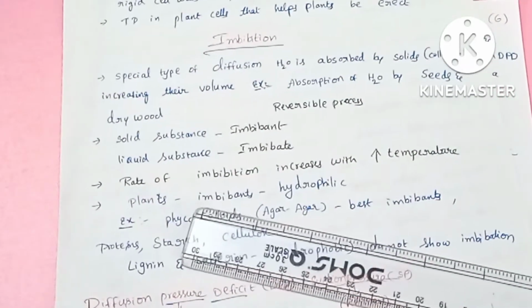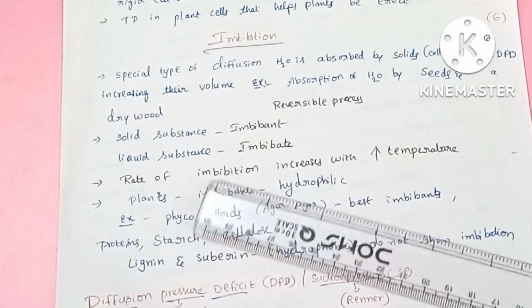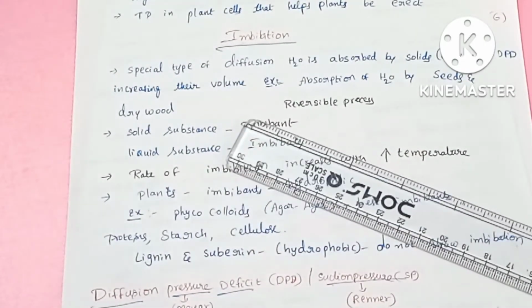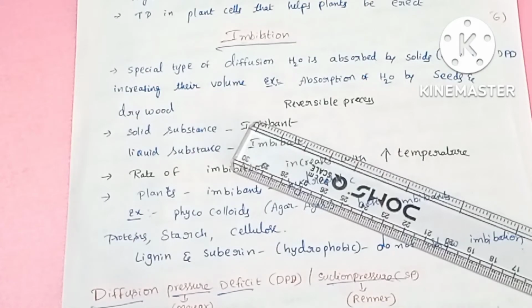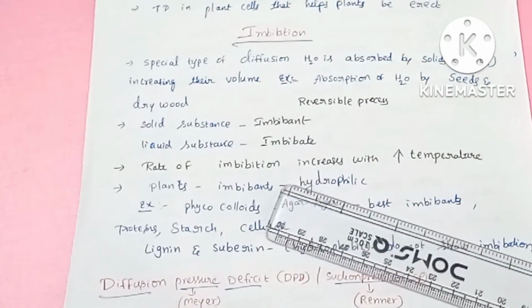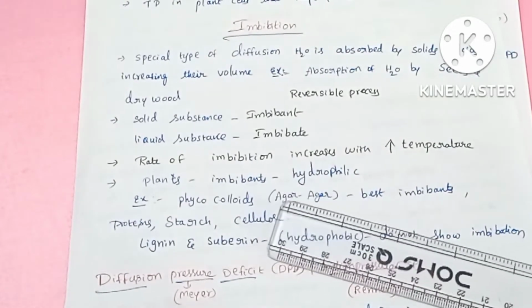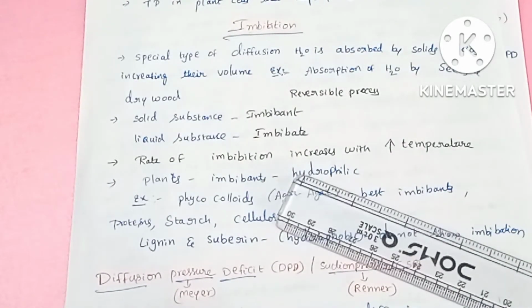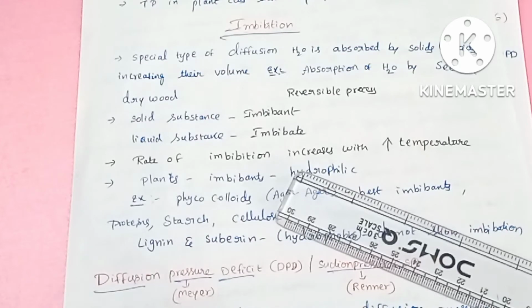The solid substance which is absorbing the water is called imbibant, and the liquid absorbed is called imbibate. And the rate of imbibition increases when the temperature increases.